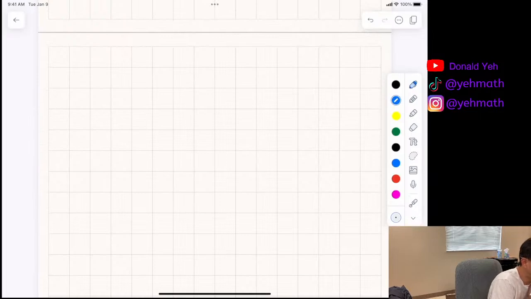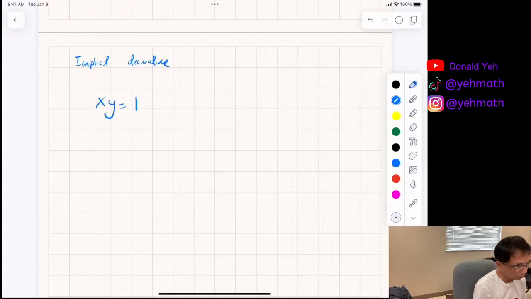So let's talk about implicit derivative. Why do we need implicit derivative? Implicit derivative is used for functions that have a mixture of x and y, where there is no way for you to solve for y. For example, let's say xy equals 1. You can take a derivative implicitly or you can take a derivative explicitly.